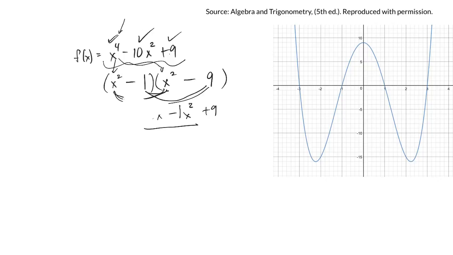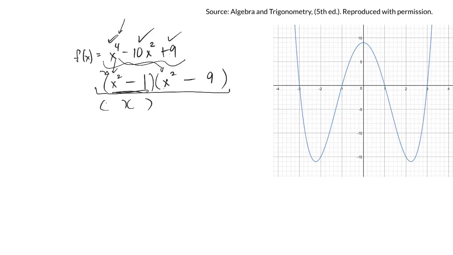So, let me erase this stuff. So when I factor it, I get this. But those don't give me x-intercepts because they're still quadratic factors. But that's a difference of squares, so I can factor that to x minus 1 and x plus 1.